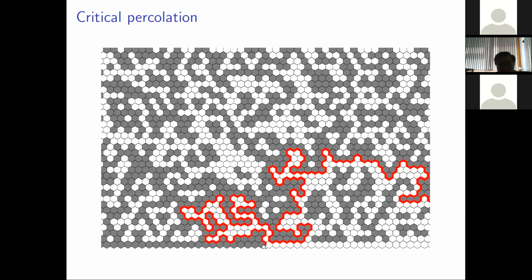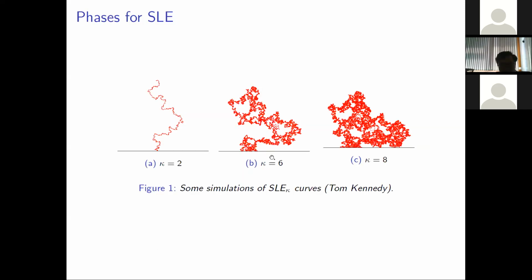And we will see that the curve zigzags between the two colors, so it intersects the zones. The question is, what will we see if we look at the picture from far away? Smirnov showed that the curve will look something like this. It's SLE 6.